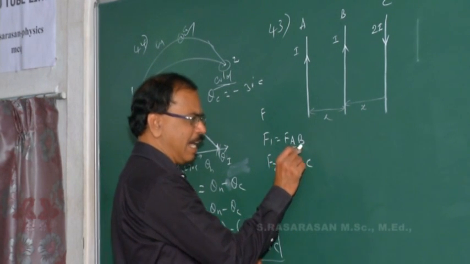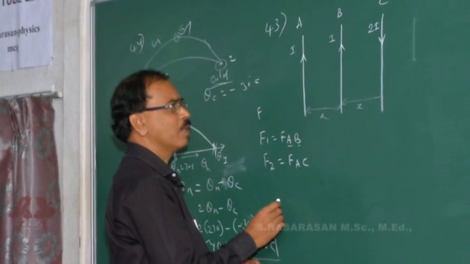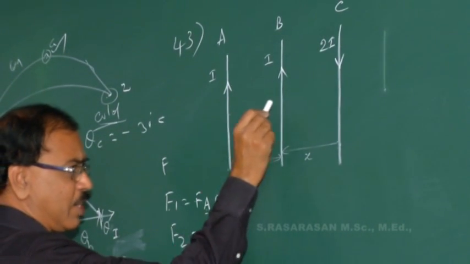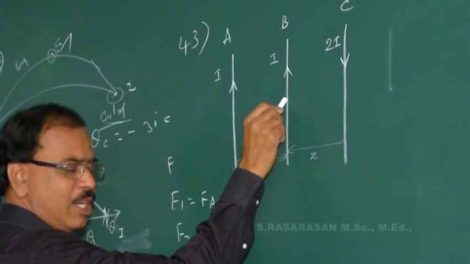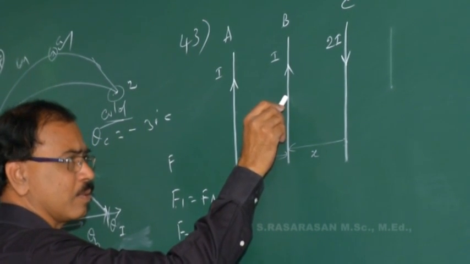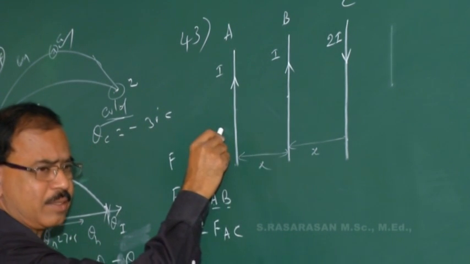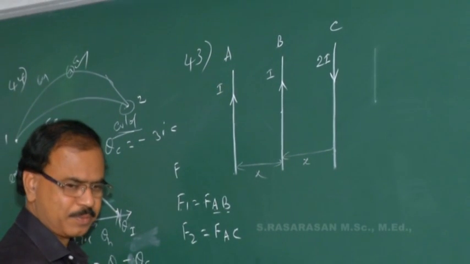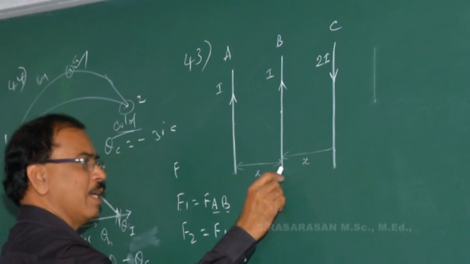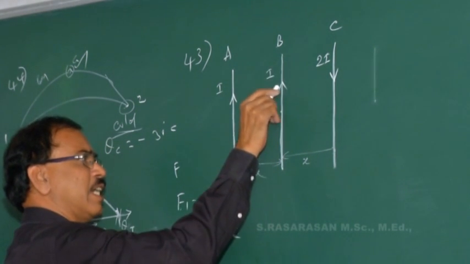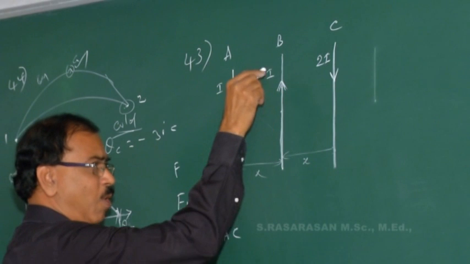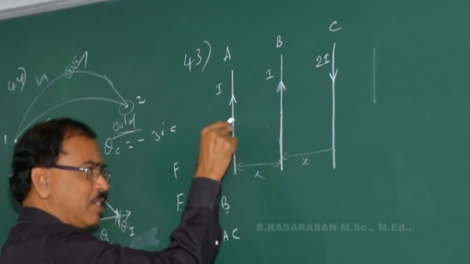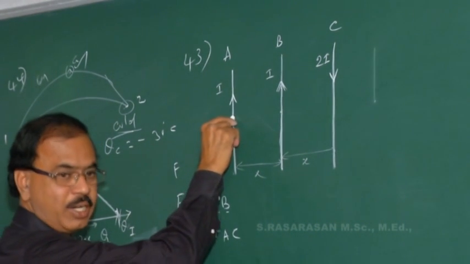First, let us consider A and B. Let us calculate F1. So listen, when current flows in this conductor A at a distance x here, a magnetic field is produced. I want the force on A. So instead of considering this conductor A, let me consider the conductor B first. Current flows in upward direction in this conductor B. Due to the flow of current in this conductor at a distance x here, as per Biot-Savart law.